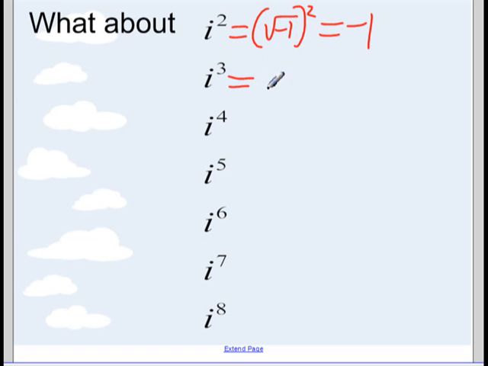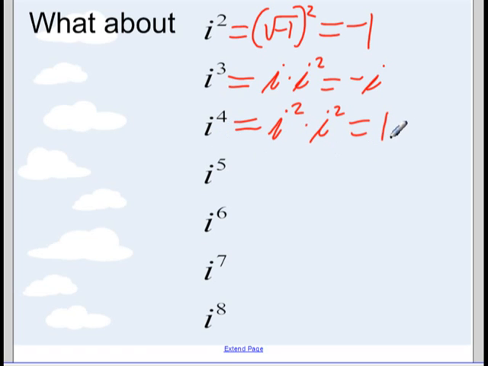i cubed, well, i cubed you could think of as i times i squared. So that's i times negative 1, so that's actually negative i. And then i to the 4th, you could think of as i squared times i squared. Well, what's i squared? It's negative 1, so that's negative 1 times negative 1, which is positive 1. What? So fake number to the 4th power is 1.